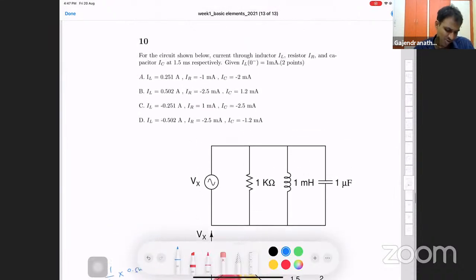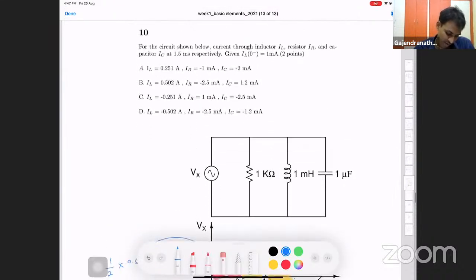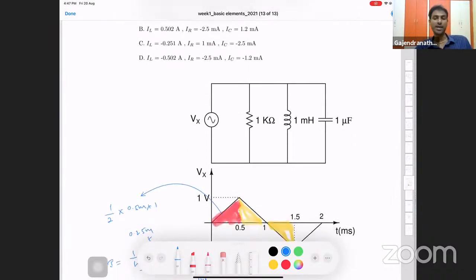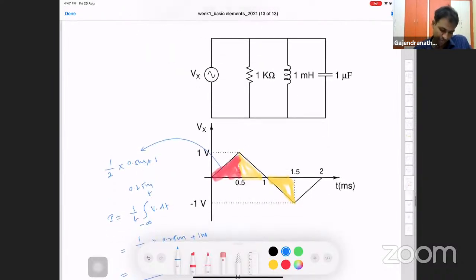Okay. The current through the resistor is very straightforward because V and I are related by the resistance value. Okay. So at 1.5 milliseconds, I have minus 1 volt. There is no memory in the circuit. So IR is minus 1 volt divided by 1K, which is minus 1 milliamp.